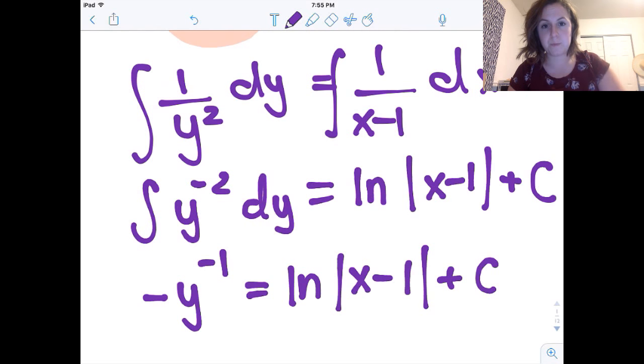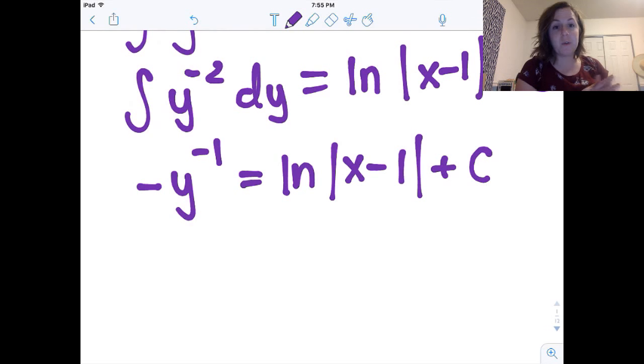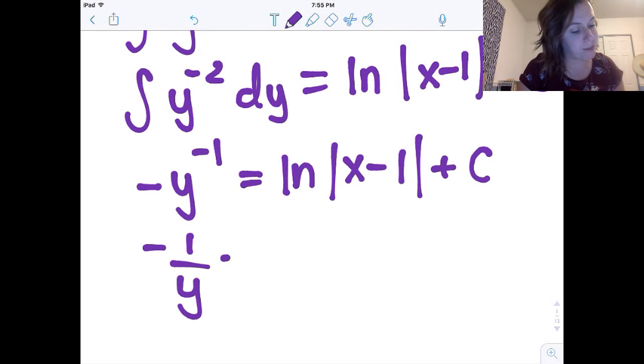Again, send questions if you have them. So now I need to solve this for y to get my particular solution. Solving this for y, I'm going to rewrite this as 1 over y is ln absolute value of x minus 1 plus c. It's just easier for me to solve.